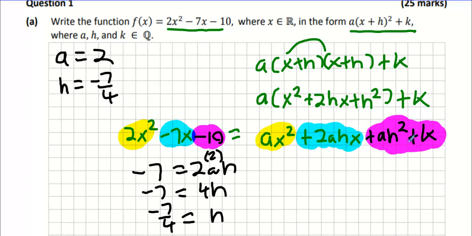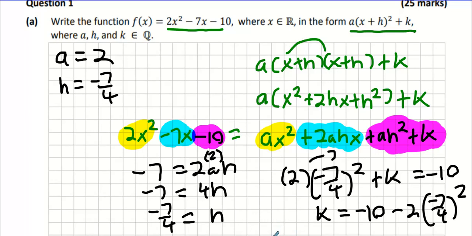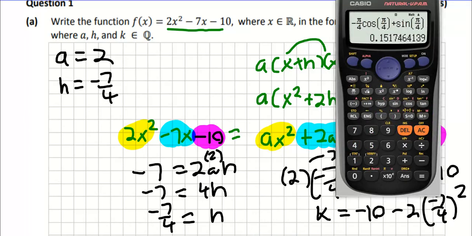Now we've got to find out what k is now, don't we? So see the two pink parts? We have a and h, so we know it's 2 times minus 7 over 4 squared plus k equals minus 10. Bring all that over the other side. Don't even indulge in multiplying it out. Then throw it all into the calculator, and it should kick out your answer.